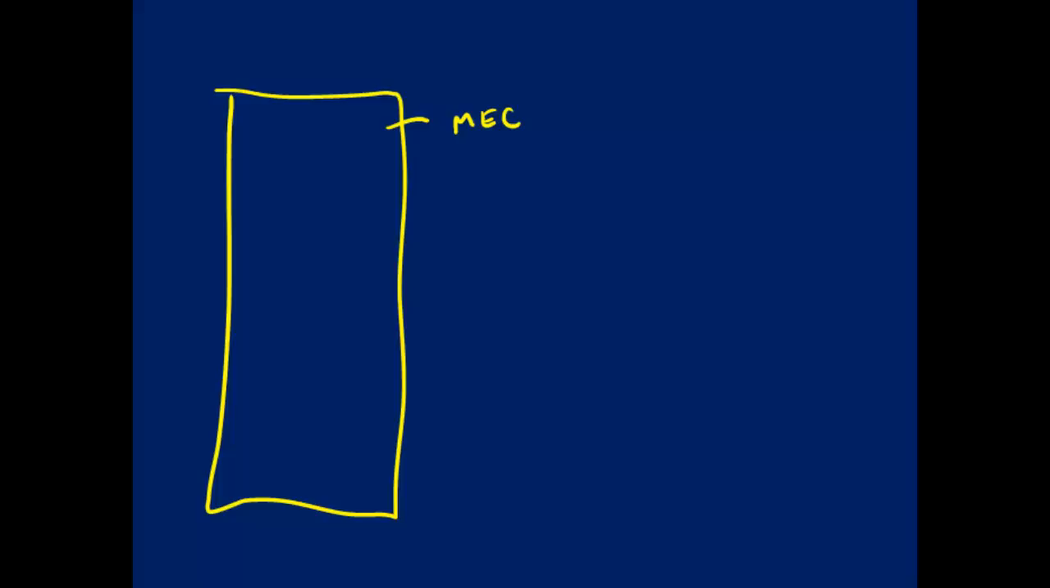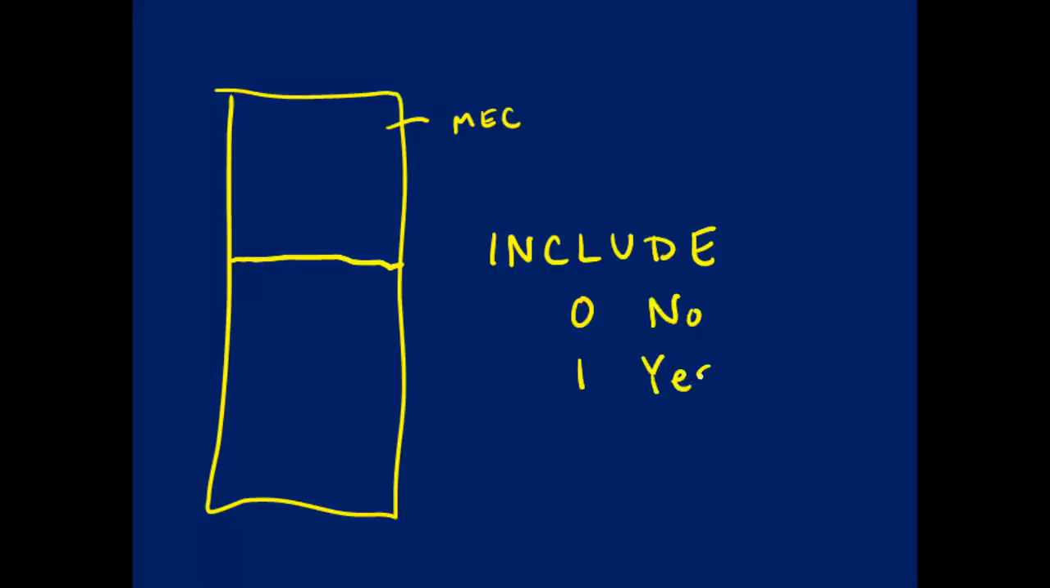And so what we're going to actually create is a new variable, and we'll call it something like include. And it's going to have two values, 0 and 1. 0 is going to indicate no, and 1 is going to indicate yes. And so all of the individuals in your data set that you want to include in your model, you're going to give them a value of 1 for this variable include and a value of 0 if you want to exclude them.